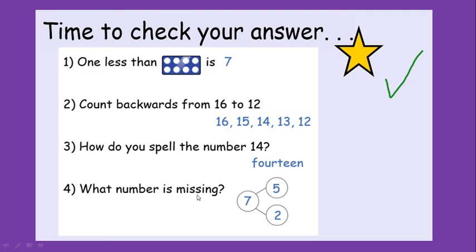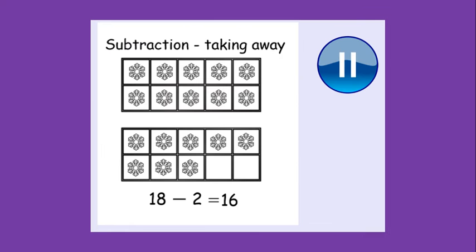Okay, number 4. What number is missing? So we had 7. We knew 7 was the whole number, the biggest number. And then we were given 2 as part of 7. And we had to figure out what this other part was. And it's 5, because 5 add 2 is a number bond of 7. It makes up 7. So well done if you got that question right too.